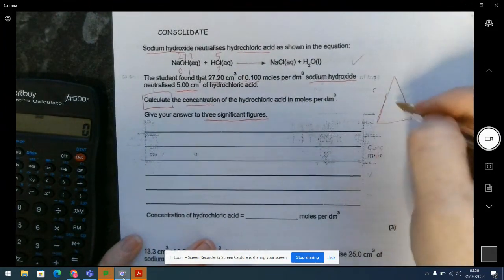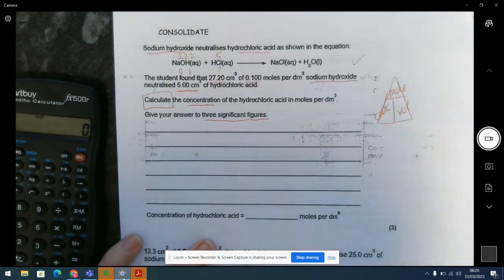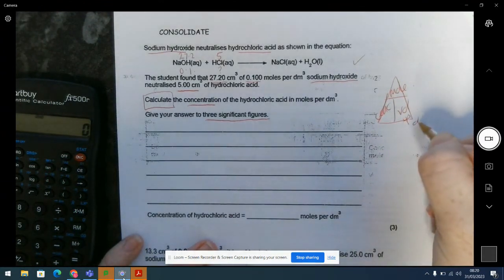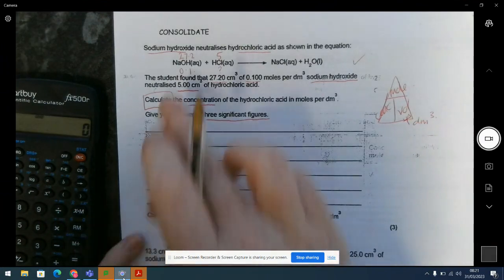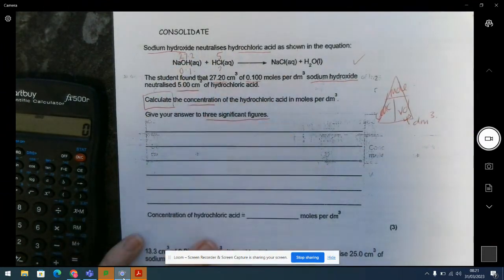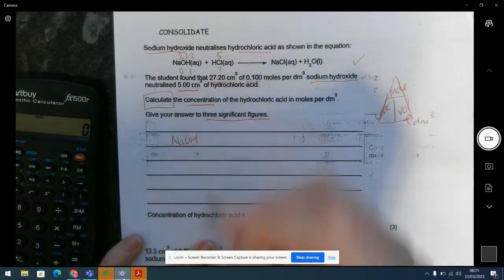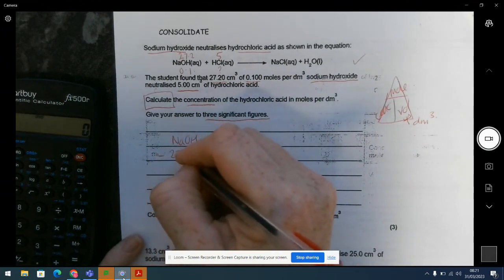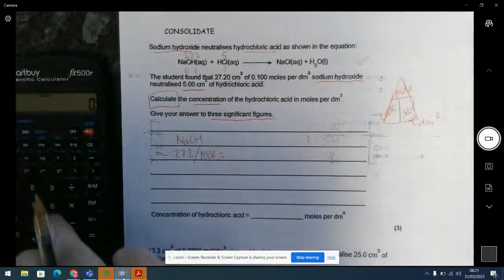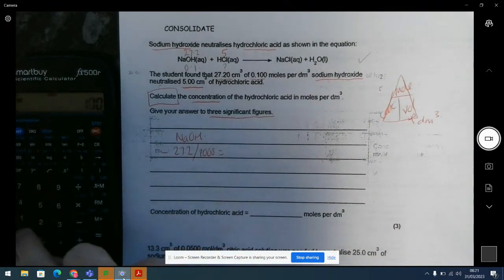So I would always, to keep myself right, put the equation on the side that I need. And that's going to help keep me right. Remember, volume needs to be in decimeters cubed. So I'll start with my sodium hydroxide because I've got to work out the moles that I have for my sodium hydroxide. So the first thing I have to do is for sodium hydroxide, I have to convert 27.2 into decimeters cubed. And remember, you don't get marks in calculation questions unless you show your working.